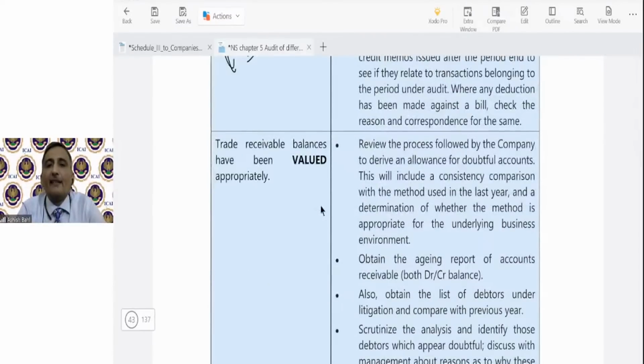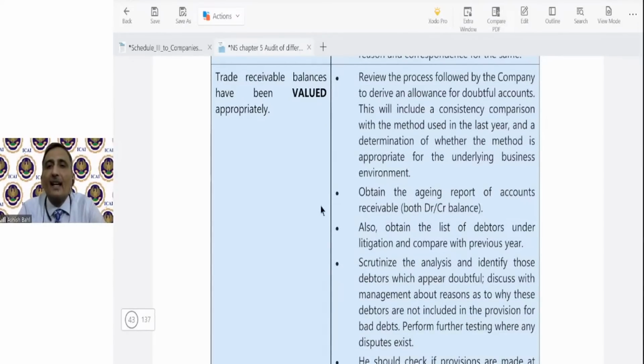Yes, trade receivable balances have been valued appropriately. Yes, Parth Rana will be taking all the queries after the completion of this subtopic of trade receivables.